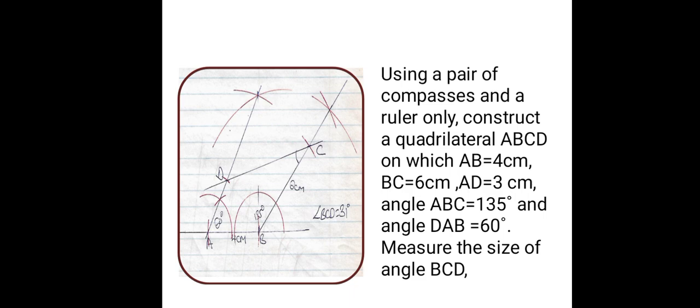Using a pair of compasses and a ruler only, construct a quadrilateral ABCD in which AB is 4 cm, BC is 6 cm, AD is 3 cm, angle ABC is equal to 135 degrees, and angle DAB is equal to 60 degrees. Measure the size of angle BCD.